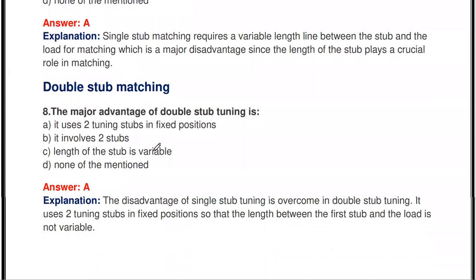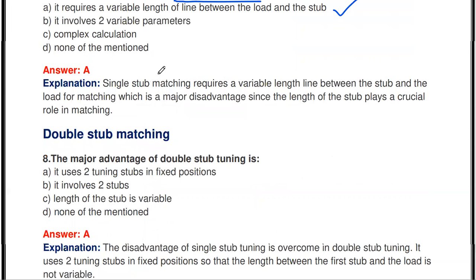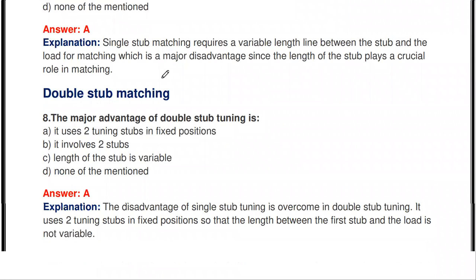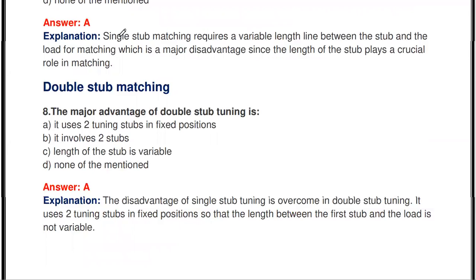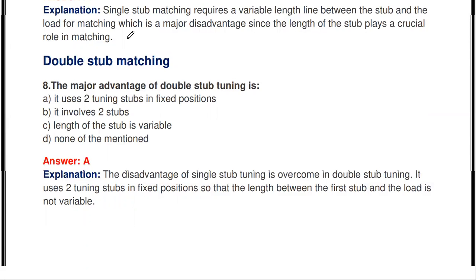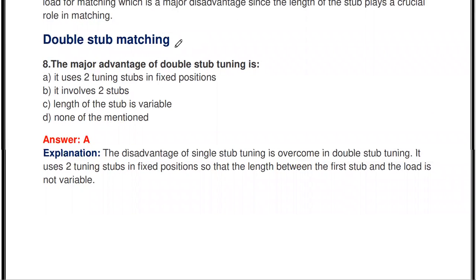Then the next question. So these are all the questions about single stub matching. The next part is double stub matching. In order to avoid the disadvantage of single stub matching, we move to the next matching, which is double stub matching. Instead of a single stub, here we are using two stubs, stub 1 and stub 2, in between the source and load. It is called double stub matching.